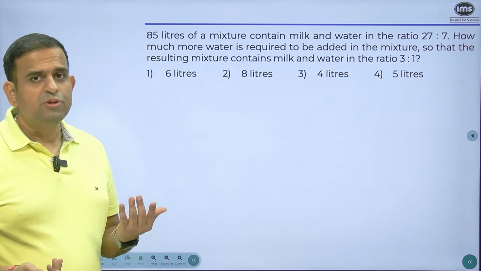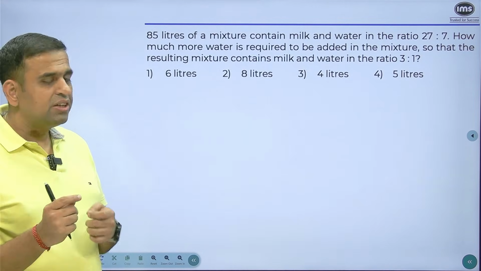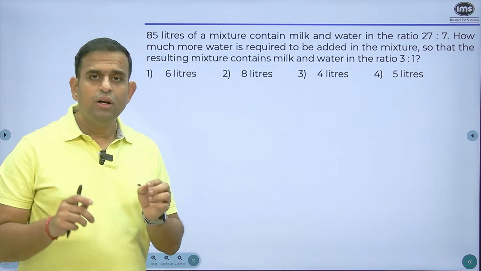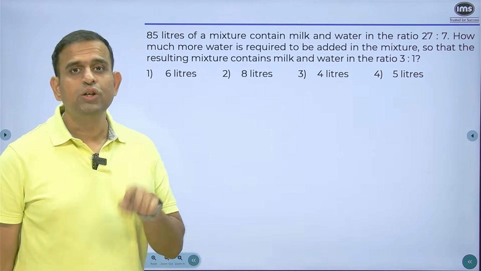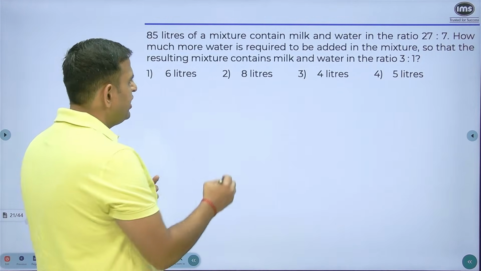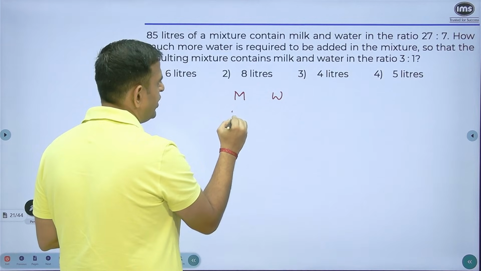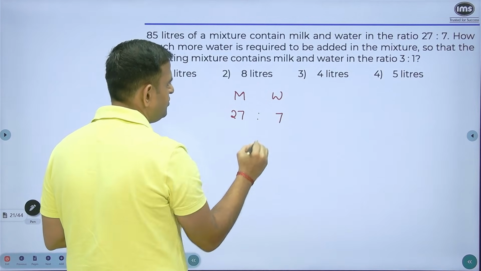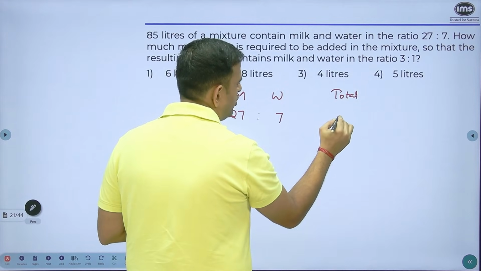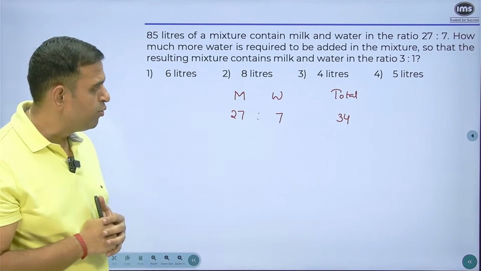Again, this type of sum can be solved in multiple manners. So what do you think is the key part over here? The key part basically is, if you are going to add some water, what will not change is the quantity of milk. So I will look at that approach. Initially, the ratio of milk and water was 27:7, so the total quantity is going to become 34. 27 plus 7 becomes 34.